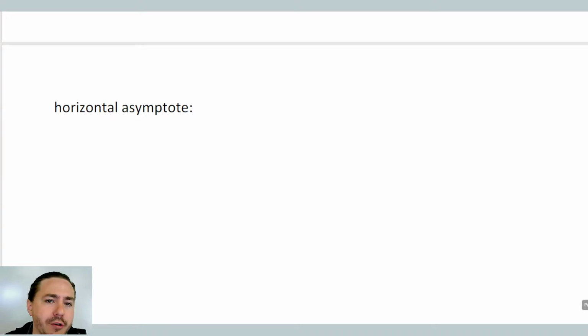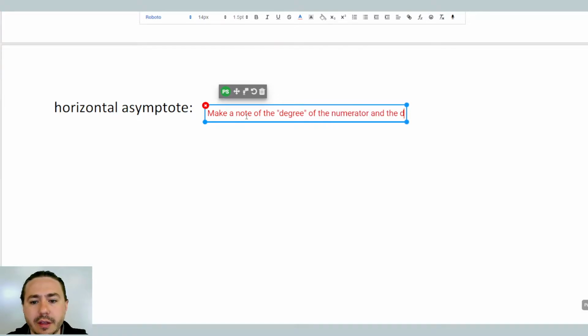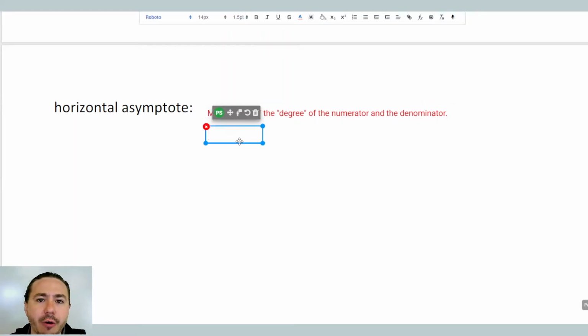So to find out what the horizontal asymptote is, you're going to look at the degrees of the function. So make a note of the degree of the numerator and the denominator. Now, what I mean by degree is the largest exponent. So if you have x to the fifth, and that's the largest exponent in the polynomial, then 5 would be your degree. So depending on how the two degrees compare to each other, like the degree of the numerator and the degree of the denominator, you will decide what the horizontal asymptote is.